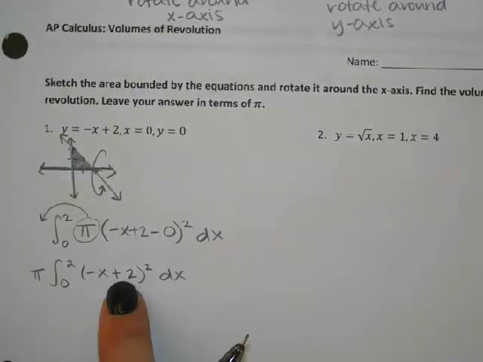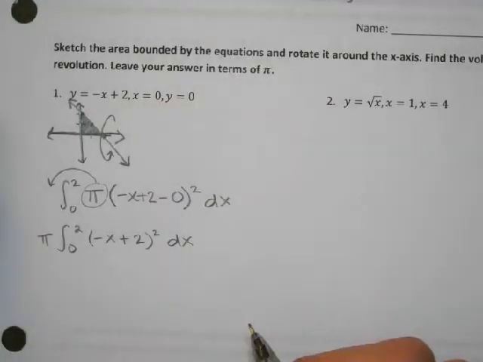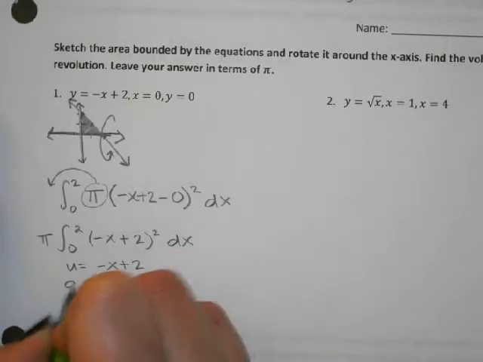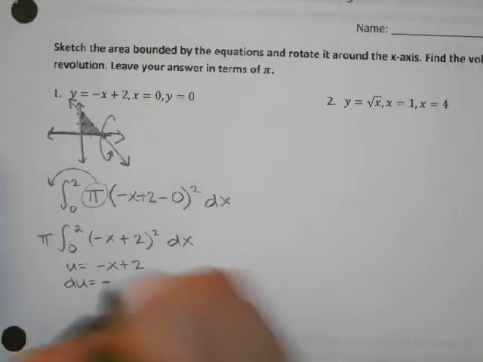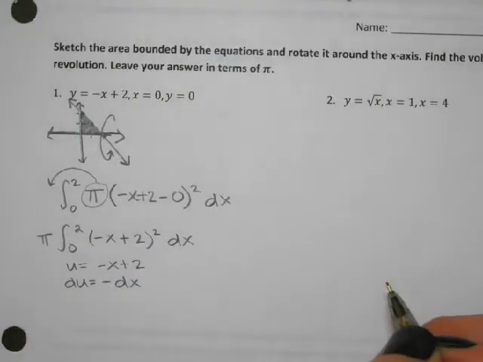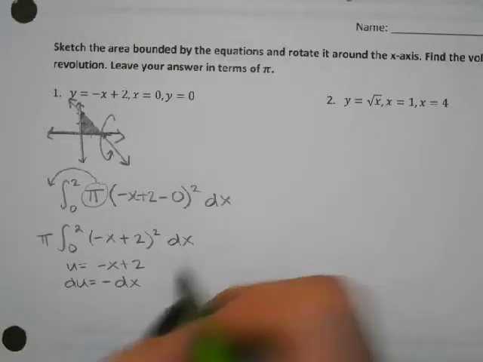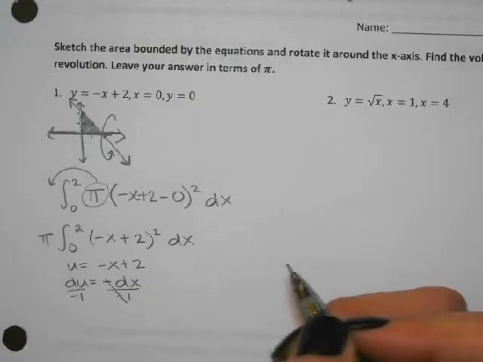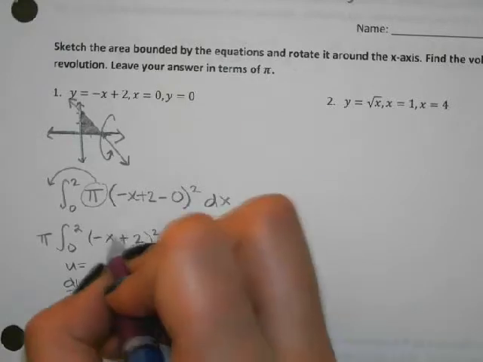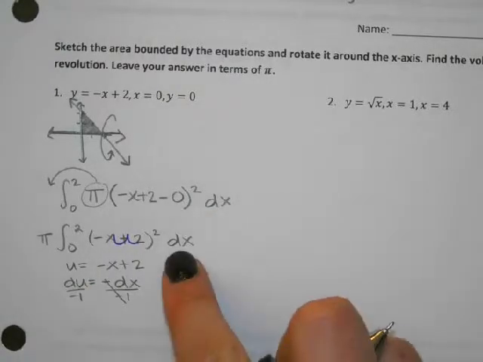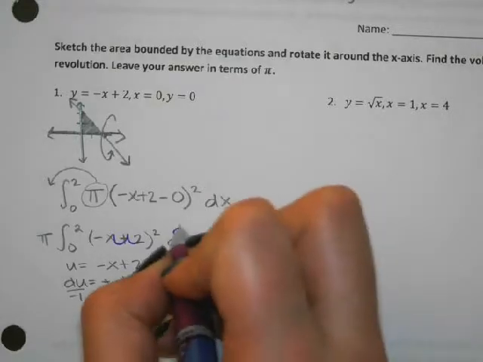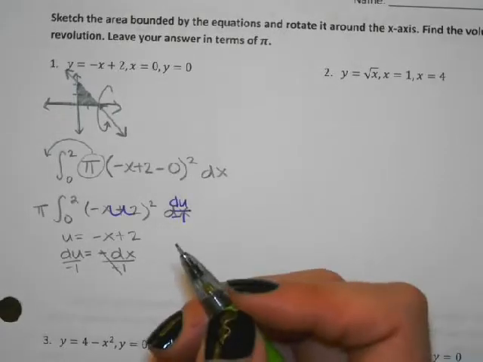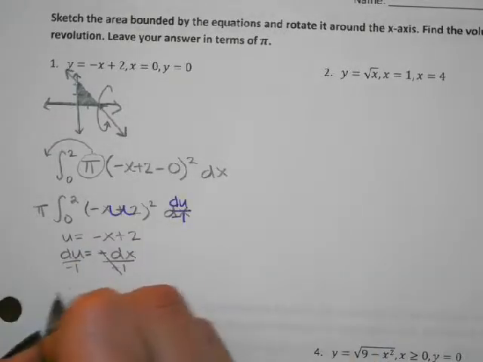U substitution? Okay. So what would my inside be? Okay, U is negative x plus 2. What is du? Negative dx, okay. Divide by the negative 1. So we have that this is our u, and then our dx is going to be du over negative 1. Okay, so I'm going to take my negative 1 and move it to the front with the pi.